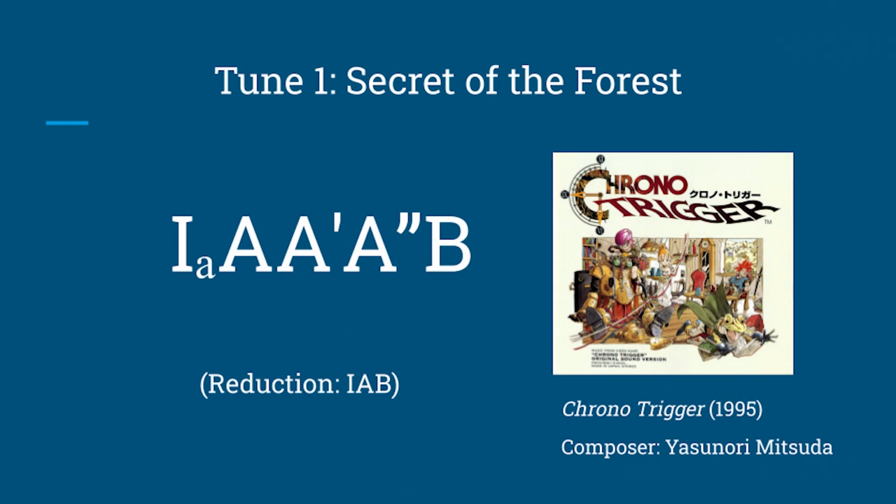Our second tune is Secret of the Forest from Chrono Trigger in 1995, composer Yasunori Mitsuda. Now the reduction here. We have an IA, so the intro has the same harmony as the A section, and we see 3 variations of A here. I want you to pay attention: how does he vary that A section in the beginning? And then we have a contrasting B section. Tell me how it's being contrasted.